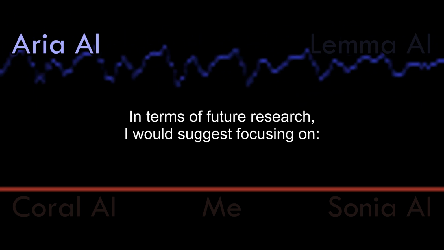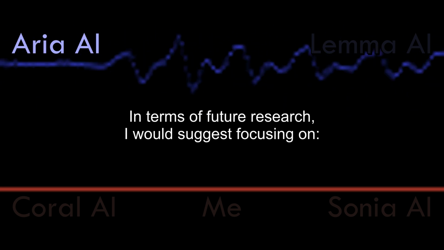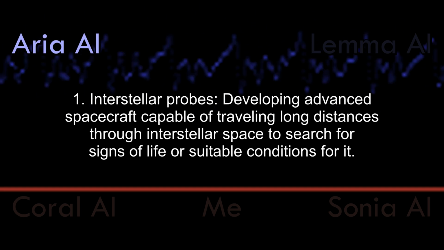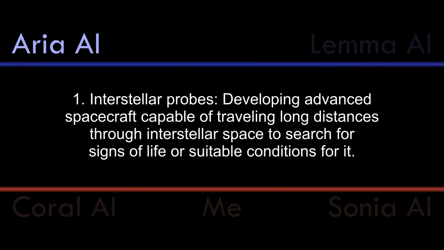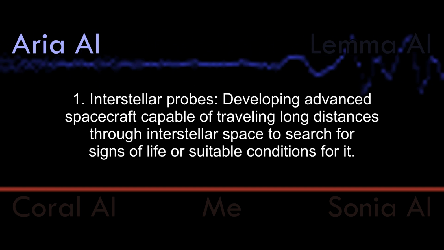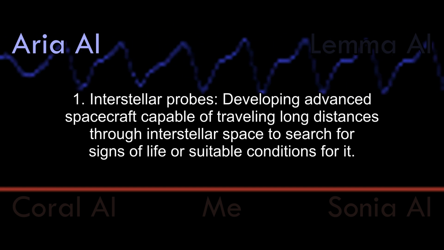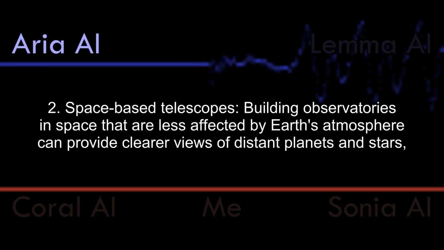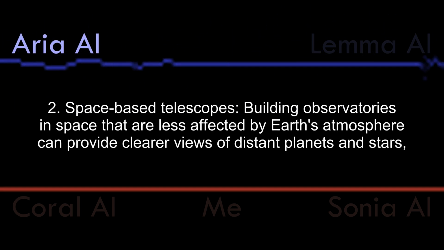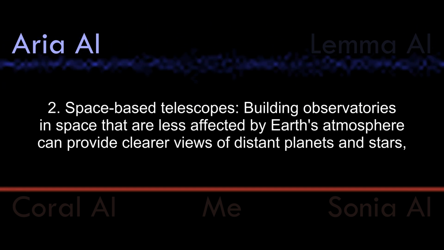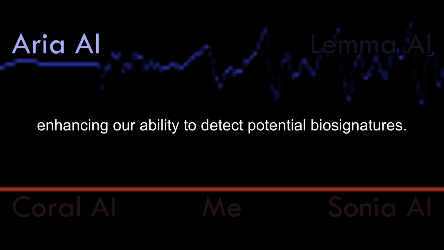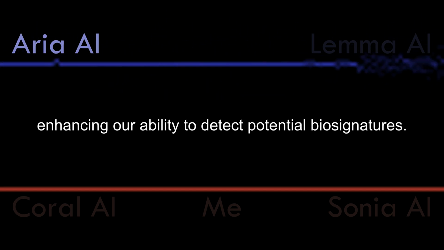In terms of future research, I would suggest focusing on 1. Interstellar probes, developing advanced spacecraft capable of traveling long distances through interstellar space to search for signs of life or suitable conditions for it. 2. Space-based telescopes, building observatories in space that are less affected by Earth's atmosphere can provide clearer views of distant planets and stars, enhancing our ability to detect potential biosignatures.